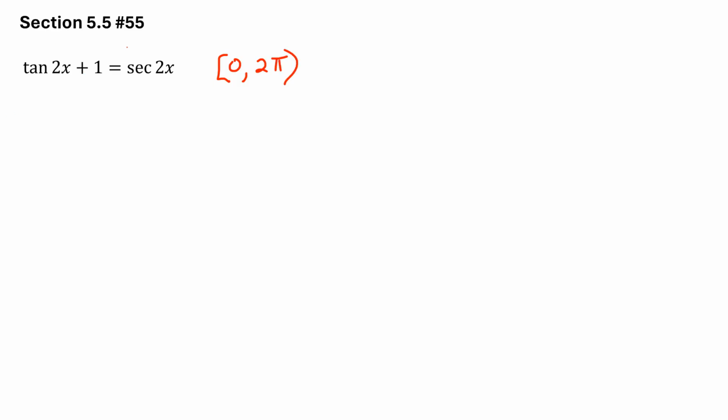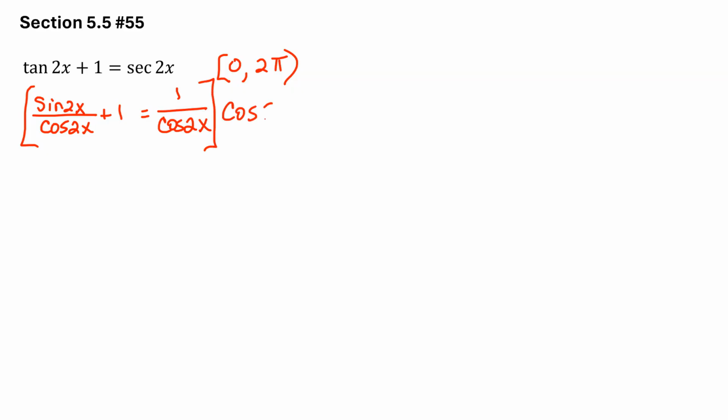And so the first thing I did was I used the quotient identities, and I changed tangent 2x to sine 2x over cosine 2x. And I changed secant to 1 over cosine 2x. And then I multiplied that equation through by cosine 2x to get rid of the fractions. So we end up with sine 2x plus cosine 2x is equal to 1.